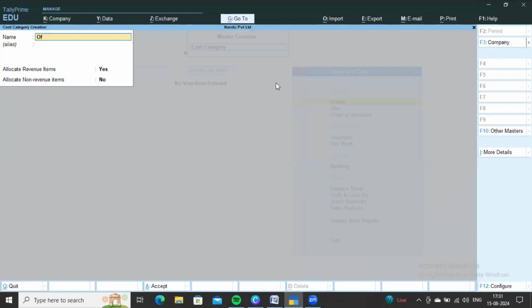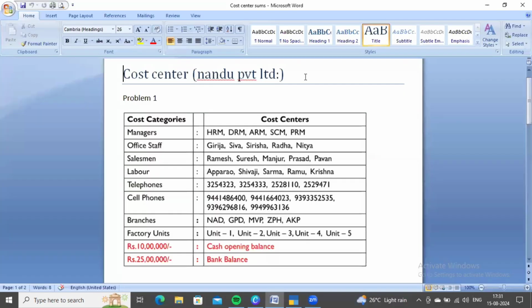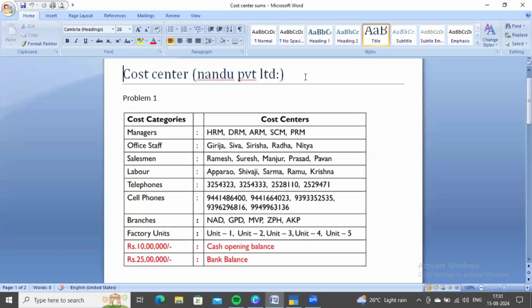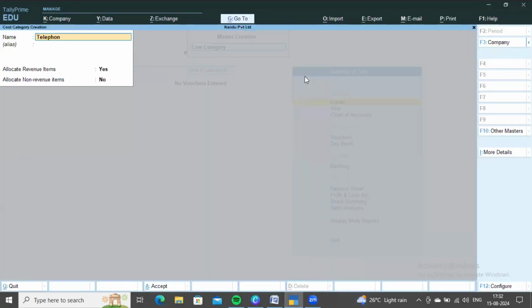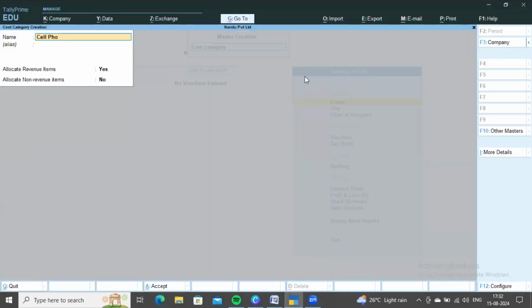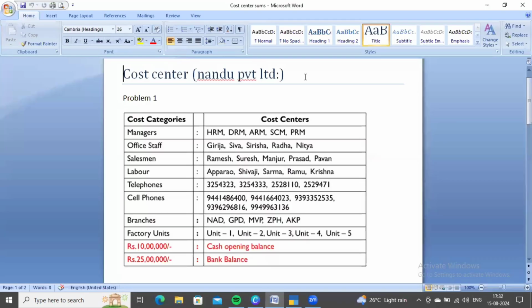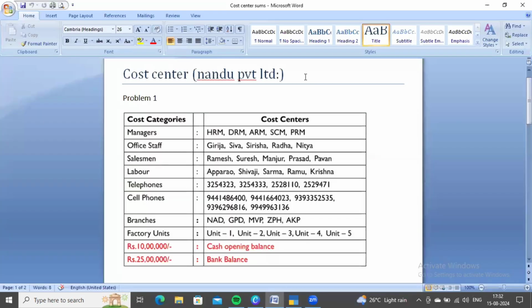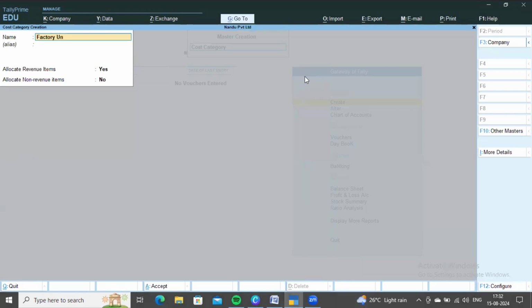Next, office staff. Next, salesman. Next, labor. These are all cost categories, okay? Telephones. Next, cell phones. Branches. Next, factory units.